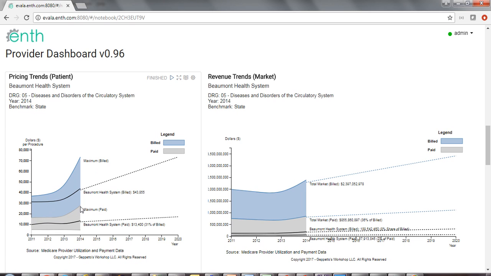The gray curve down here is the average price per patient that Medicare paid. So in this case, Medicare paid someone about $25,000 on average per patient. So that's the maximum paid.